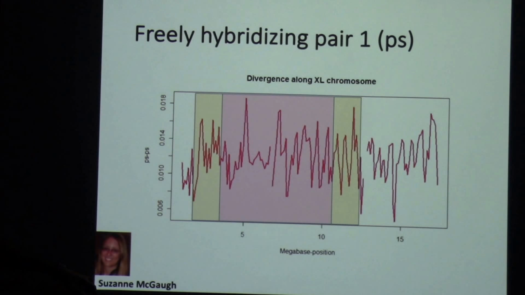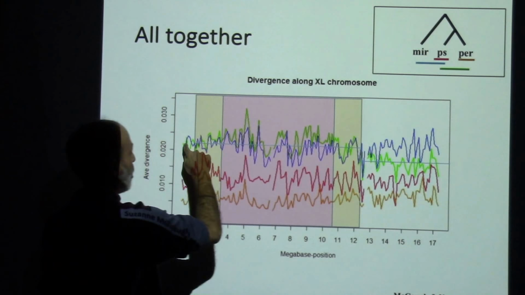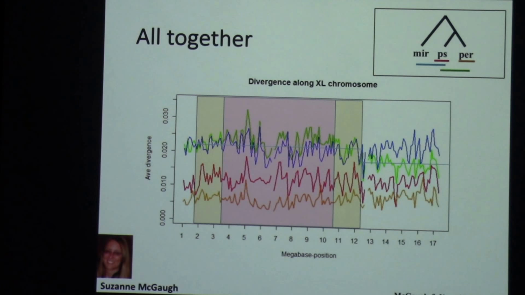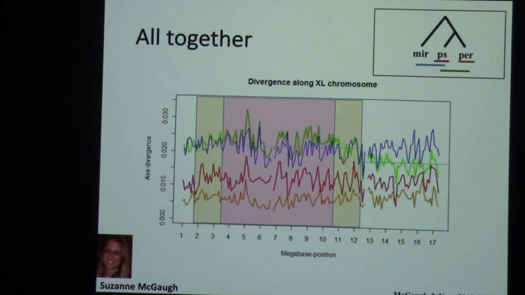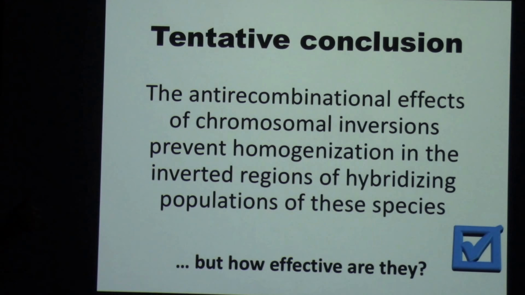Now, this is the hell figure. This is the one that always threw people off before. But you can see that contrast there. I put a line here showing where the pseudoobscura versus persimilis one is. So there it's high, and then it goes to low. But if you look at all the rest of them, there's no such pattern. Okay? So that is very consistent with this idea that it's not a mutational effect, about different mutation rates in those inversions or anything like that, but it's a recombinational one. So our tentative conclusion so far is that the anti-recombinational effects of chromosomal inversions, this is just in heterozygotes, by the way, or in hybrids in this case, prevents homogenization in the inverted regions of these species, whereas outside of the inversion, you're having this free flow of genes.